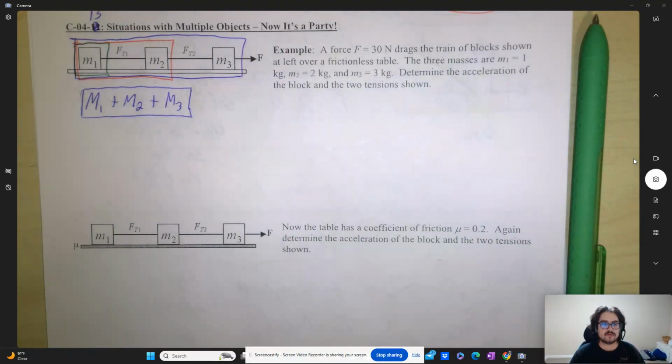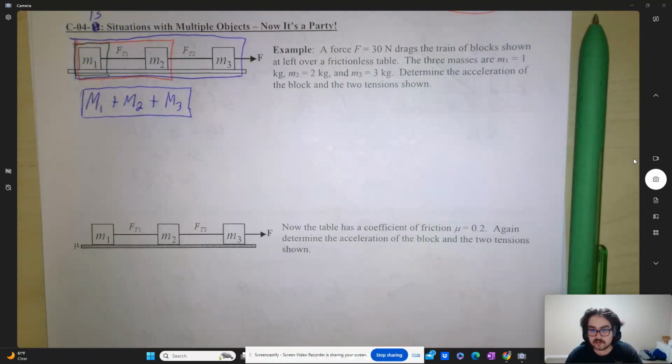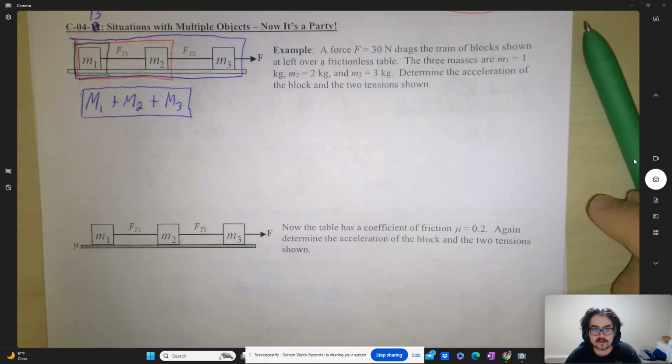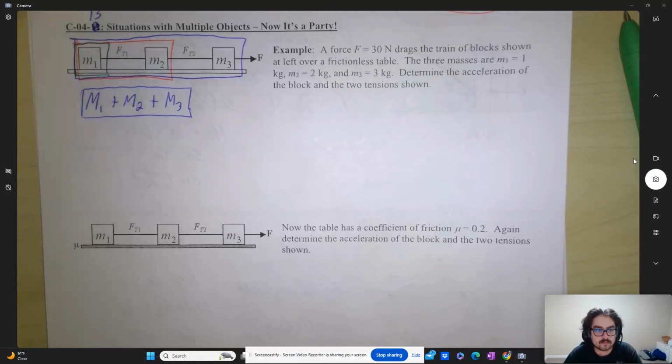What forces are internal to that box? Well, these two tensions are internal. That's what's holding the system together. Internal forces just mean what's holding the system together. So these right here, we don't even need to worry about the tension.